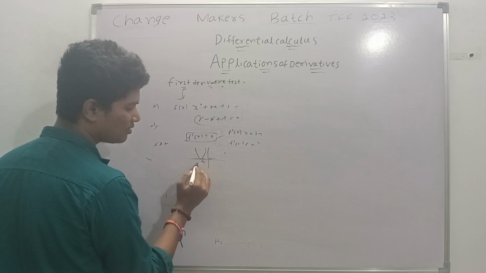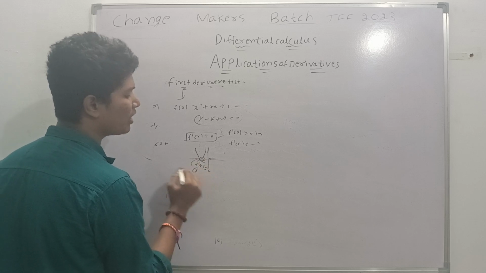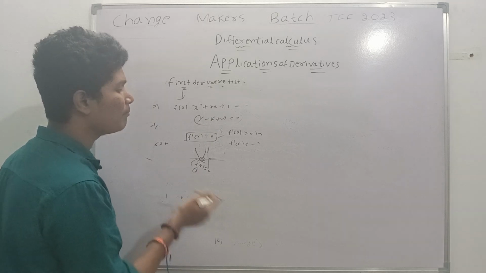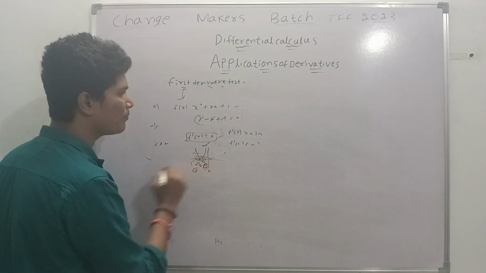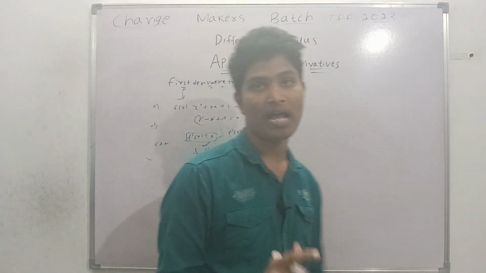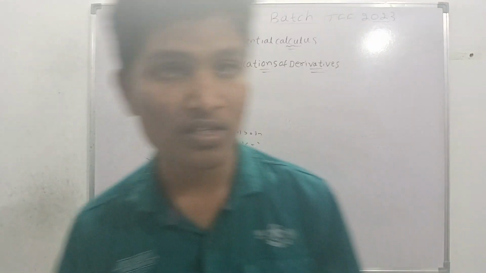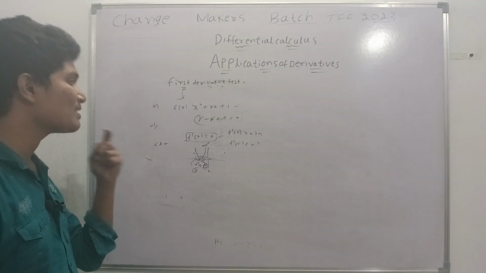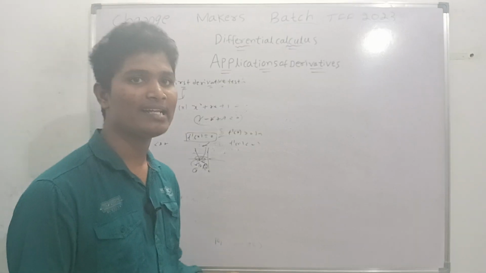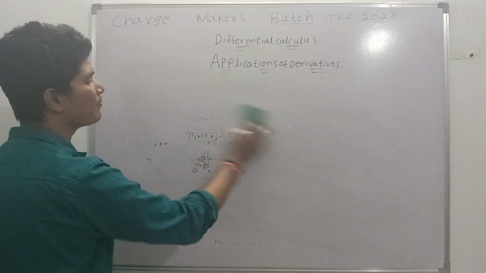This is f dash x. f dash x is 0 here. It means this is a point where you will get the minimum. Maximum is infinity, there is no discussion. Minimum is 0 at the point of minus 1. At this point you will get the minimum. So these are all the things you will get from the first derivative test: how the function is behaving, increasing, decreasing, local minima, local maxima.